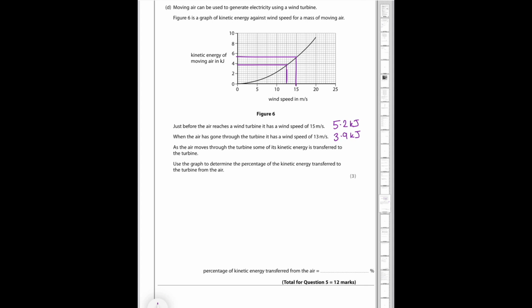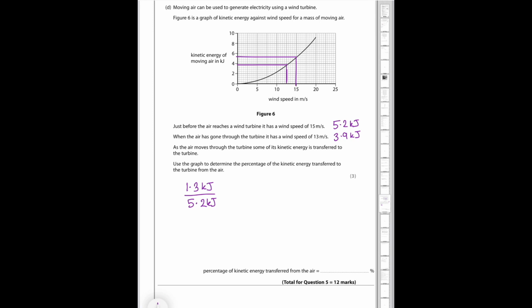So first of all, we needed to calculate the amount of kinetic energy at 15 meters per second and 13 meters per second. So we can draw on our graph to figure that out. And on my graph, I got it as at 15 meters per second, it was 5.2 kilojoules, and at 13 meters per second, it was 3.9 kilojoules when it had gone through the turbine. So the difference between the two is 1.3 kilojoules. So that's how much, according to those figures, was transferred to the turbine. So that was out of the initial 5.2 kilojoules that was supplied.